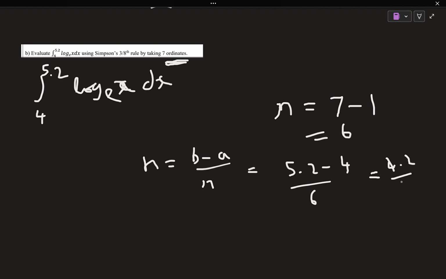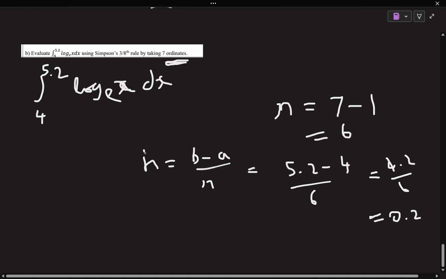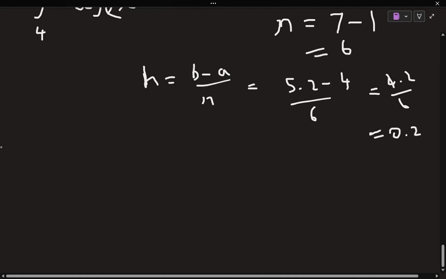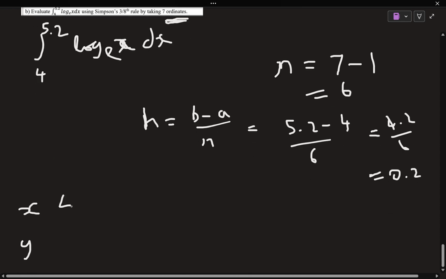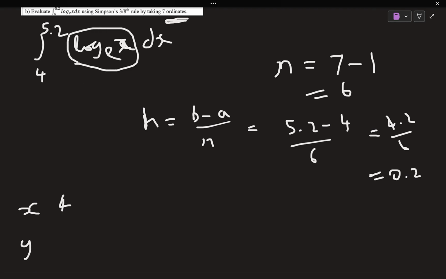1.2 by 6 gives me 0.2. So my h value is 0.2, so my width is 0.2. Now I'll take x and y values. Now x value is starting at 4. So when x is 4, what is the value of y? It will be log of 4. Now log 4 value is 1.38.